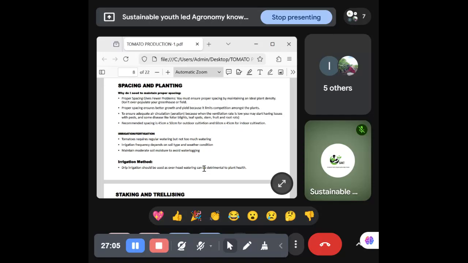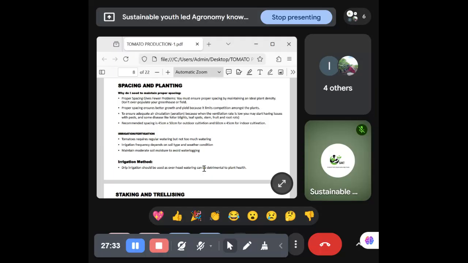The second point on the list there: proper spacing ensures better growth. Now you are seeing one of the essences of proper spacing. It ensures better growth and yield because it limits competition amongst the plants. The competition could be for air, for aeration, airflow. It could be for space. They need to express themselves. So allow them to express themselves.